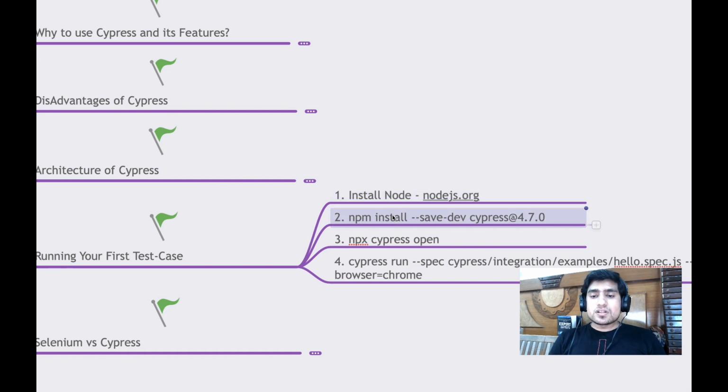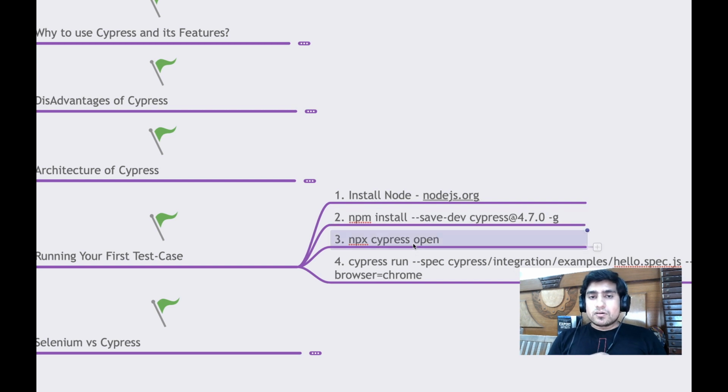So npm install --save-dev Cypress. I will recommend you to install it globally, so you can add -g in that case. What it will do is Cypress will be installed globally, so that is very efficient.